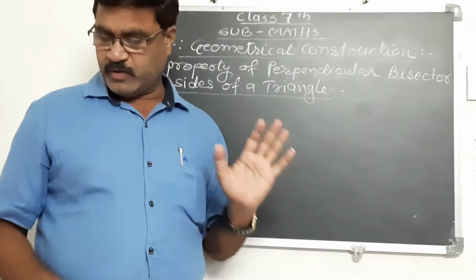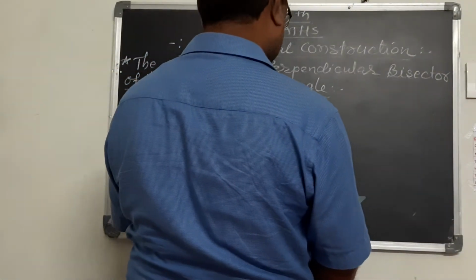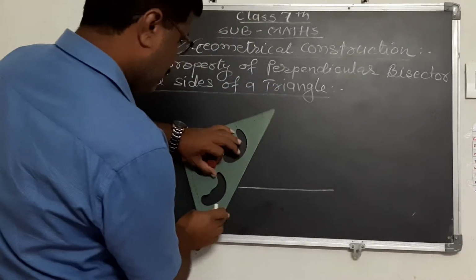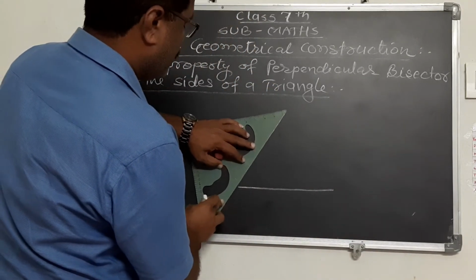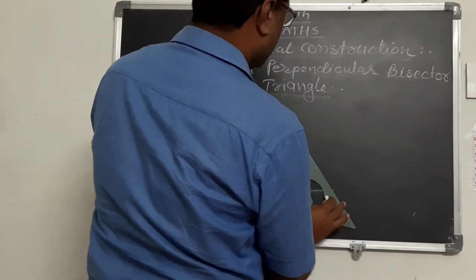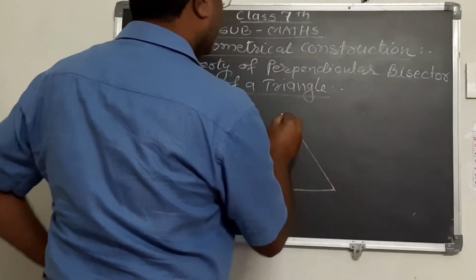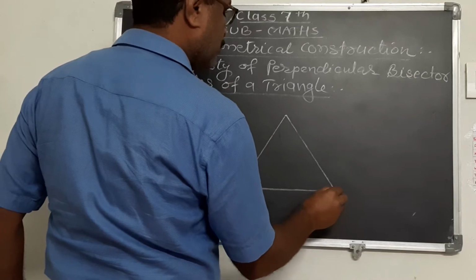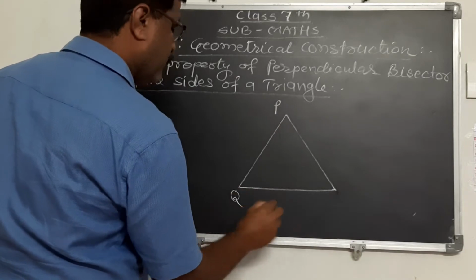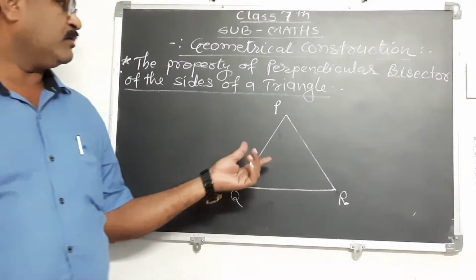First of all, we take any type of triangle. Suppose we take this triangle like this. Suppose this is an acute angle triangle. In such a way, we take one triangle and name it P, Q, R. So this is the triangle.